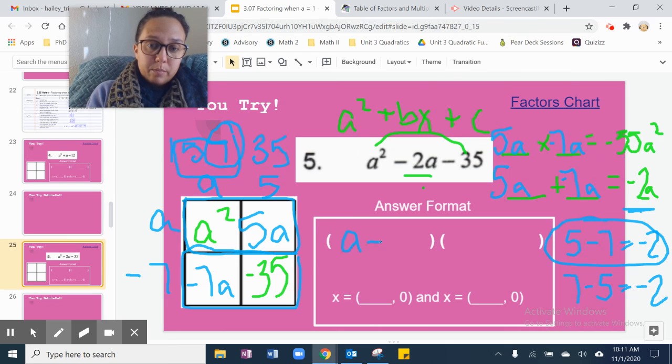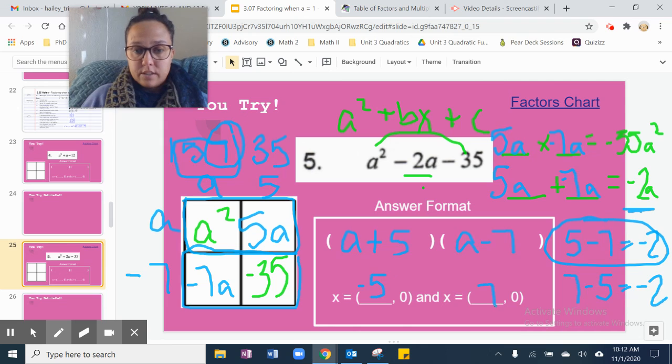So now we have a plus 5, a minus 7. So one of our x-intercepts is negative 5, 0, and the other x-intercept is positive 7, 0, because it's always the opposite.